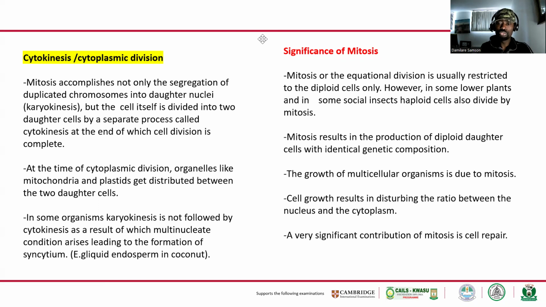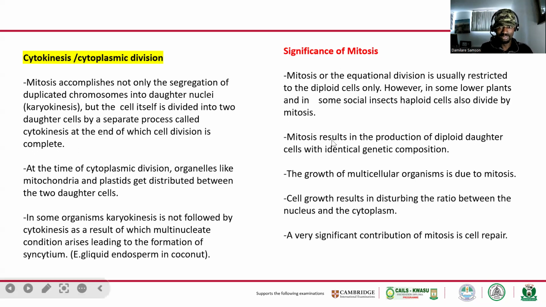Now, cell growth results in distributing the ratio between the nucleus and the cytoplasm. As I am now, a multicellular organism, if growth is going to occur, it is this mitosis that we talk about that will be responsible for an equal amount of nucleus and an equal amount of what? Cytoplasm. So it's not that there will be more cytoplasm than nucleus. No, it will give the exact ratio that is needed to form a new cell.